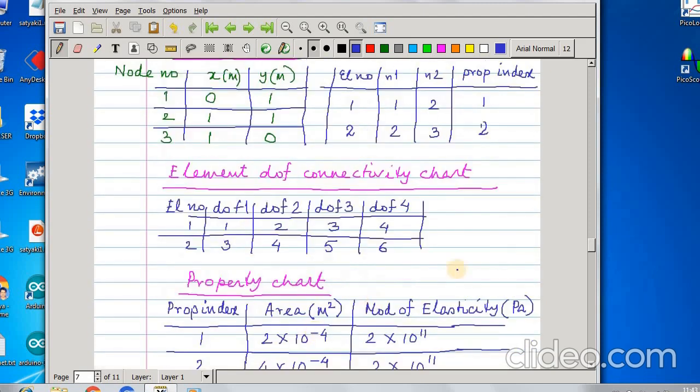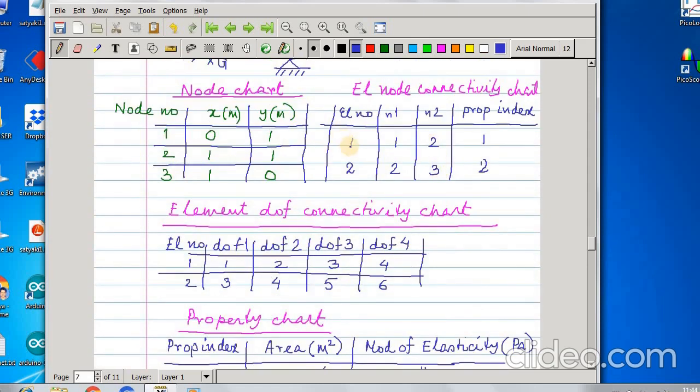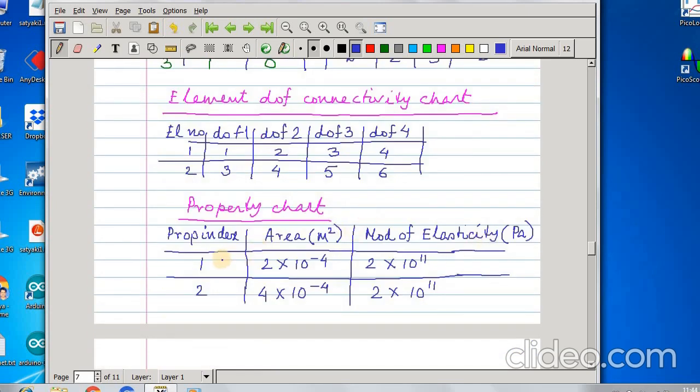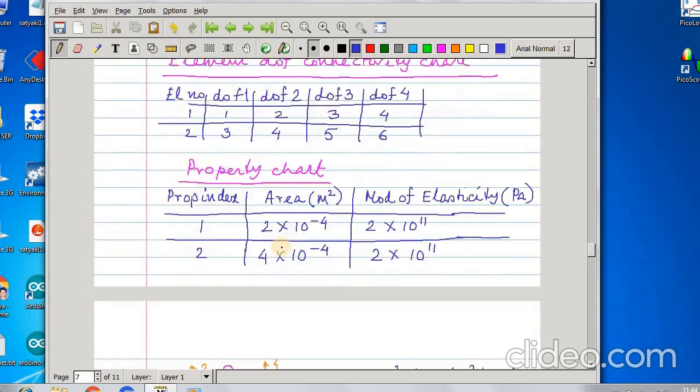And the property chart: this index indicates the property. Element 1 is assigned the index 1, element 2 is assigned the index 2. There can be an element 3 which is assigned the index 1, element 4 again the index 1, element 5 the index 2, and so on. And what is index 1? Index 1 has an area of this and a modulus of elasticity of this. Index 2 has an area of this and a Young's modulus of this.